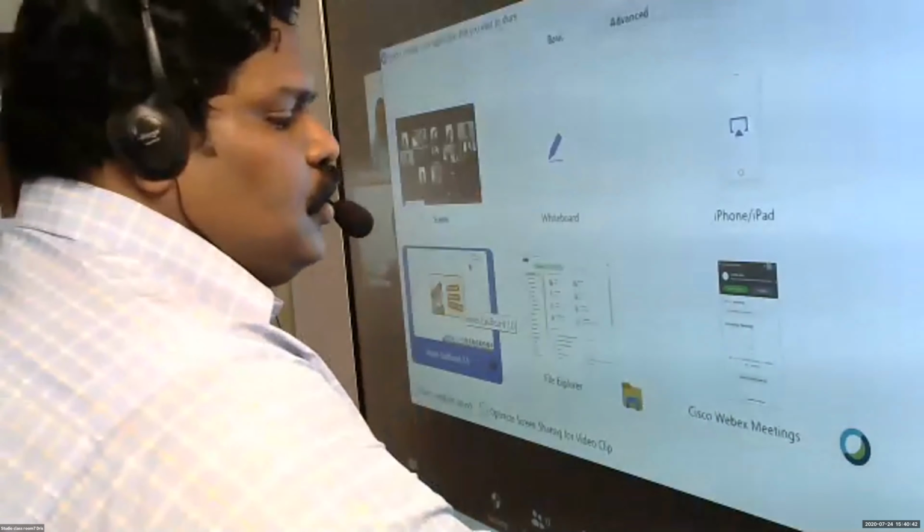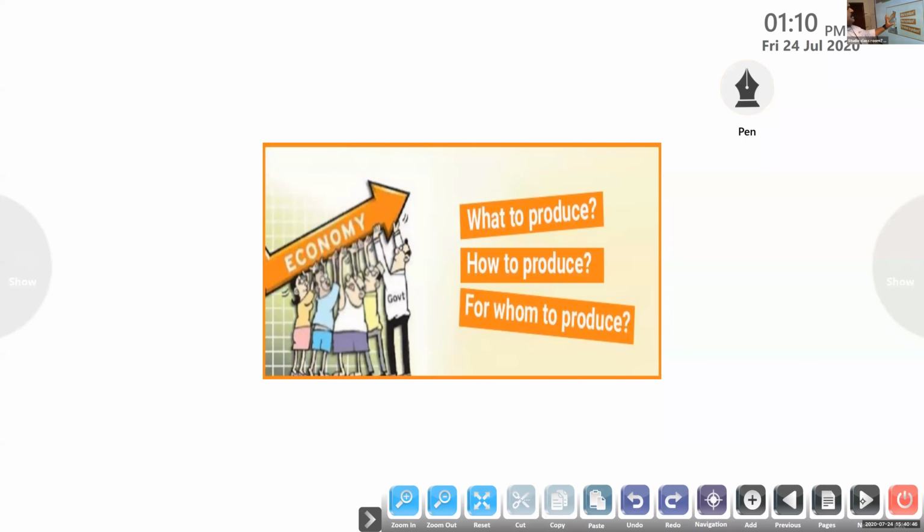Okay, we all know them: what to produce, how to produce, and for whom to produce. All these together can come as a 6-mark question, or each one separately can be asked for 3 marks or 4 marks. So just keep that in your mind. Learn all these central problems of the economy properly.